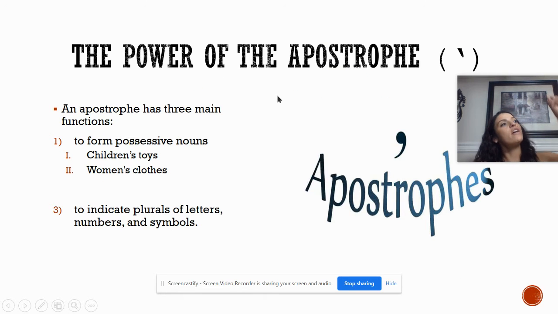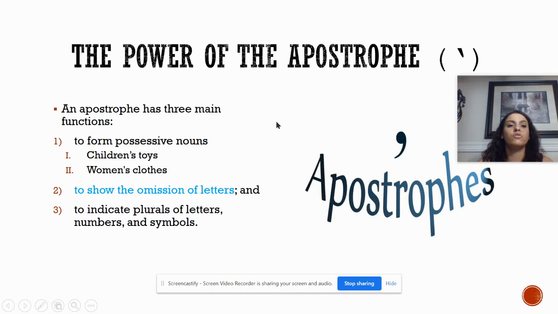Okay, now we just saw that apostrophe. We talked about the apostrophe, right? An apostrophe has three main functions. For today, though, we're only going to focus on the blue one, but let's go ahead and review the three functions of the apostrophe. It's to form possessive nouns. So we all use apostrophes when we do writing. We say children's toys, women's clothes. So the apostrophe shows this. Mrs. Villanueva's glass. I own the glass. So the apostrophe creates my ownership, the possessive noun.